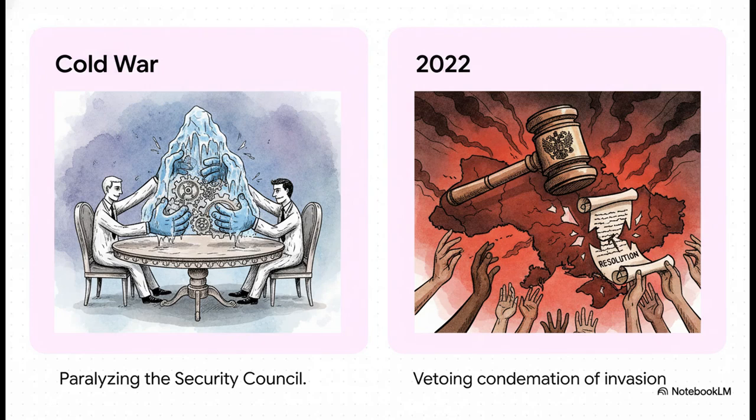And look, this is not just some theory. It happens all the time. Throughout the Cold War, the Security Council was frequently just paralyzed because the US and the Soviet Union were constantly vetoing each other's resolutions. And more recently, in 2022, when Russia invaded Ukraine, a resolution to condemn the act was stopped dead in the Security Council because Russia, a permanent member, simply vetoed it.